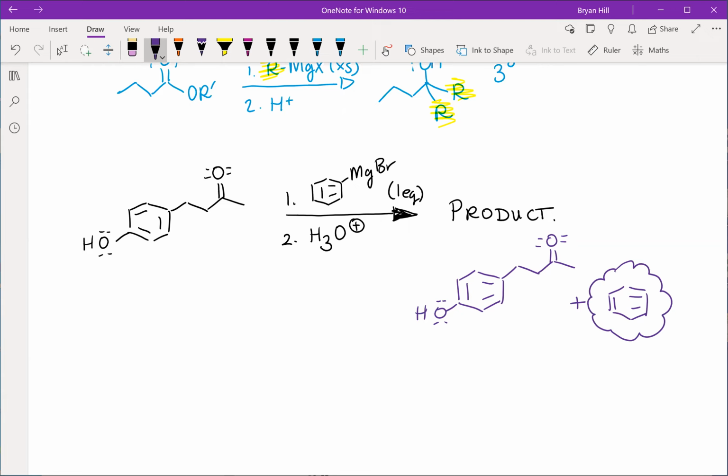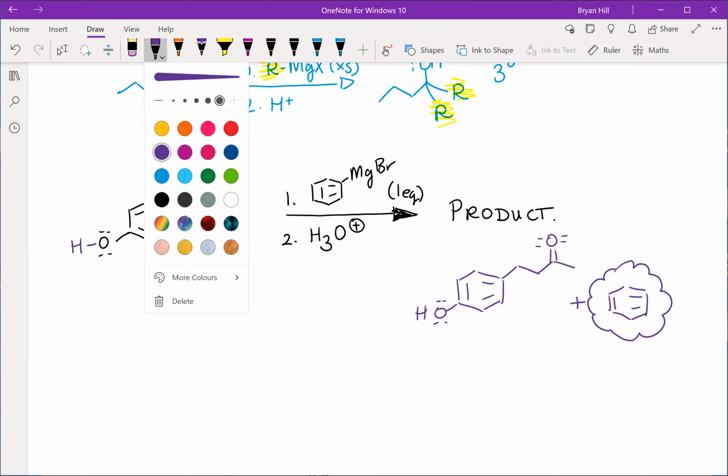So what has happened? Did that acidic proton interfere with the reaction? That's right. So the thing to remember with Grignard reagents is that they're not only excellent, massively good nucleophiles, but they are super basic. So they will grab protons faster than anything.